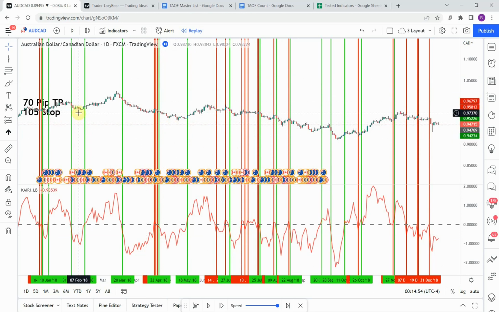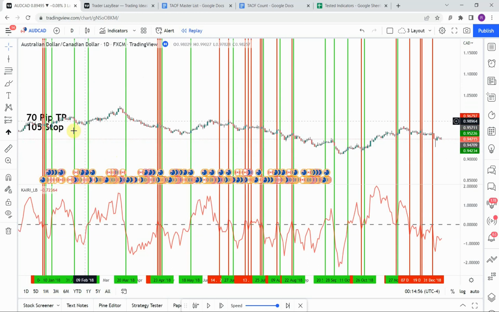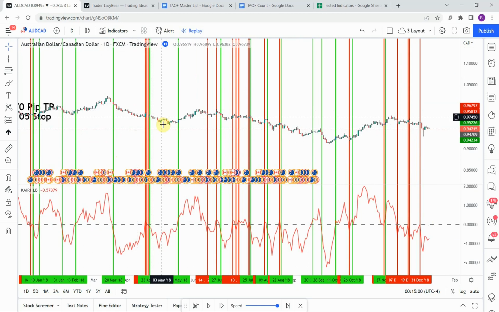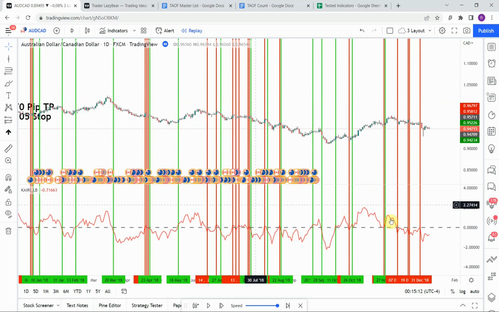There are moments where it does well and we get winner, winner, winner. And then there are moments where we get loser, loser, loser, winner, loser, loser, loser, winner, loser, loser, winner, loser, winner type deal. And it just really burns up the win rate when that happens. And so for that reason, this one is going to go on the no list, and we will move on to the next indicator from here.